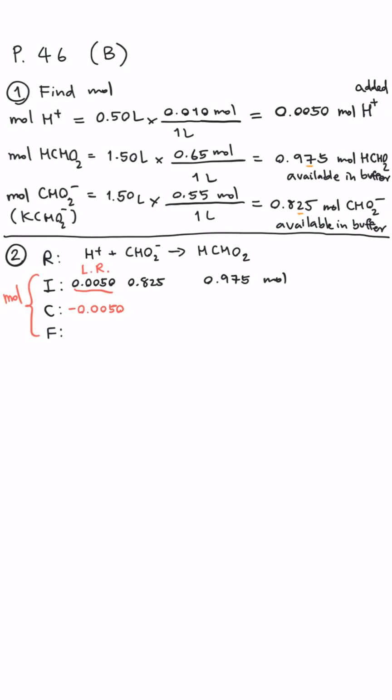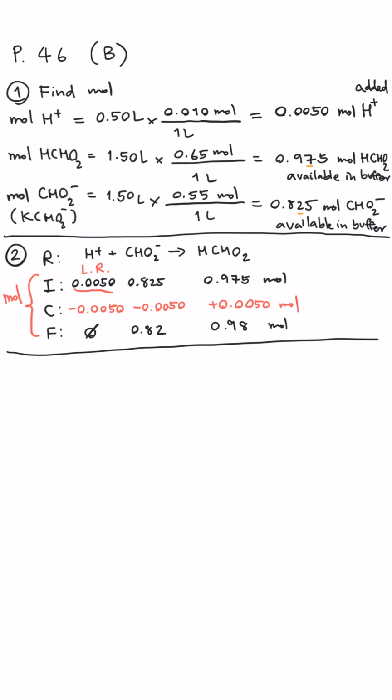And in order to neutralize this amount, you also will need the same amount of the weak base as well. And the amount of the weak acid that will be produced will be the same amount, which is a 1-to-1 ratio. The final state would be whatever is left over from initial and change. The amount of proton would be 0, the amount of weak base would be 0.82, and the amount of weak acid produced would be 0.98.